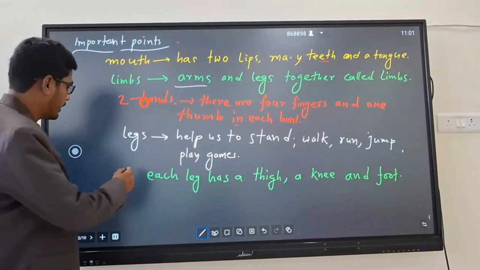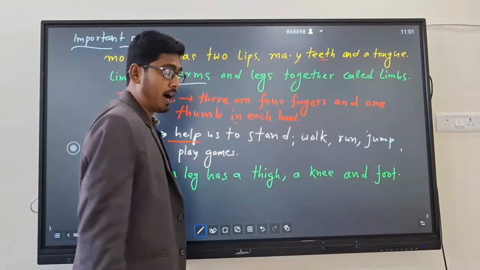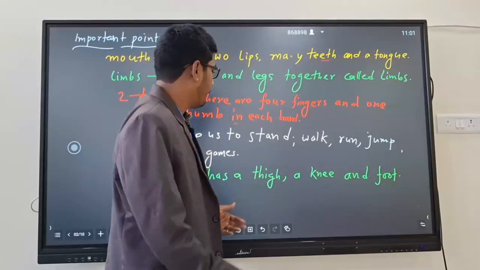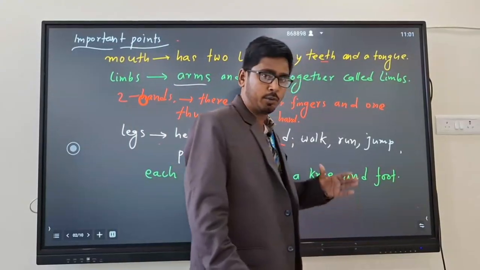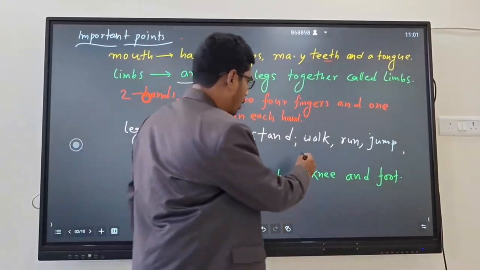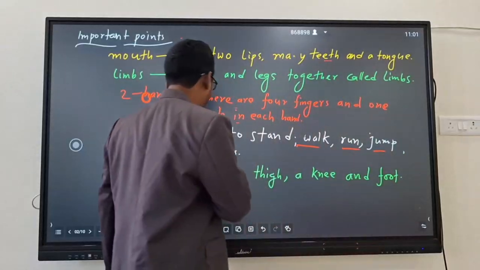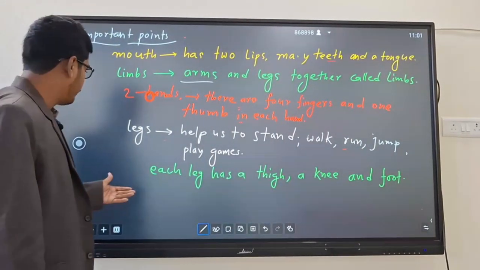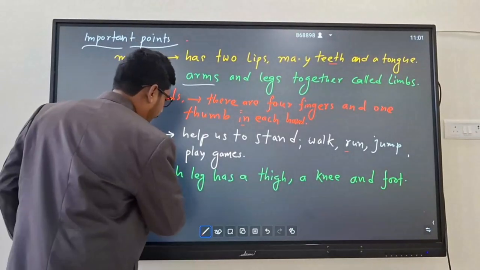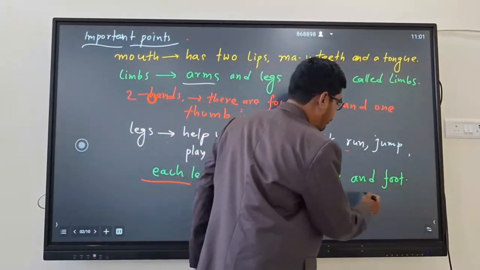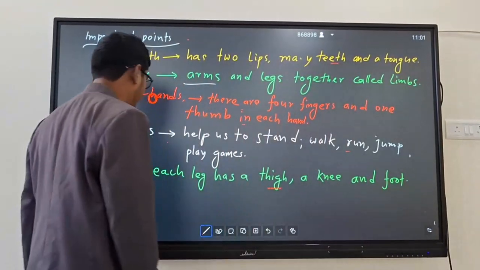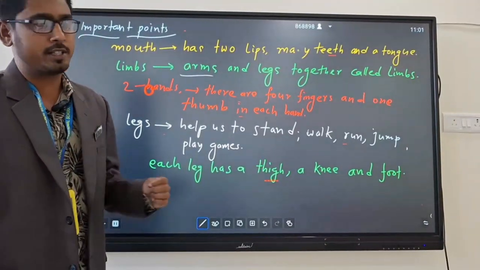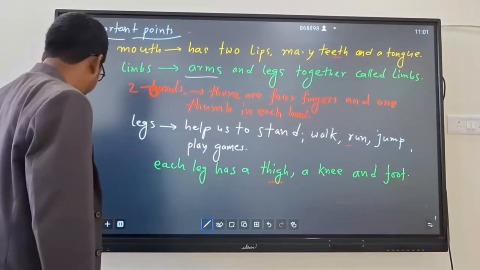Okay. Now legs, what are legs? Legs help us to run, jump and also stand. We stand with the help of the legs and walk also, run, jump and play games. We play games like football, cricket, and legs help in those too. Each leg has a thigh, knee and foot. Okay, next slide.